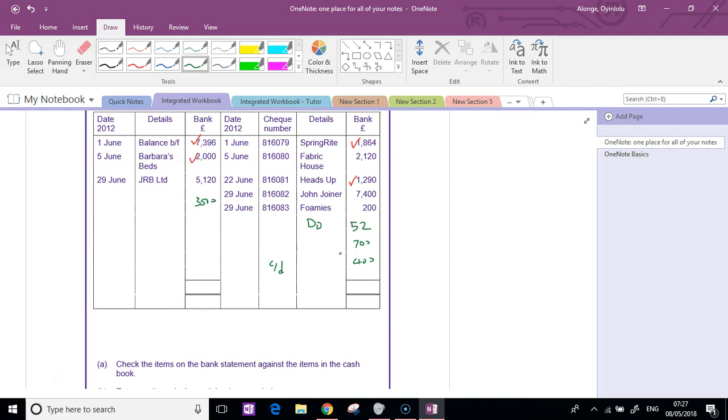So what am I doing? Pretty much adding all of this. Take all of this and subtract all of this away from this, and that's your balance carried down. I'm basically asking how much is in my bank. So that's 7,396 plus 2,000 plus 5,120 plus 3,500 minus 1,864 minus 2,120 minus 1,290 minus 7,400 minus 200 minus 52 minus 700 minus 400 gives us 3,990. So your new updated balance brought down is 3,990.